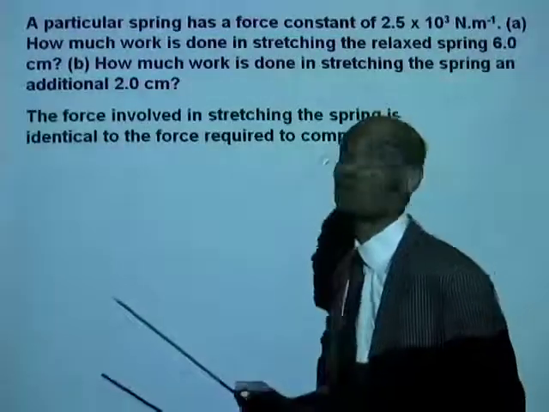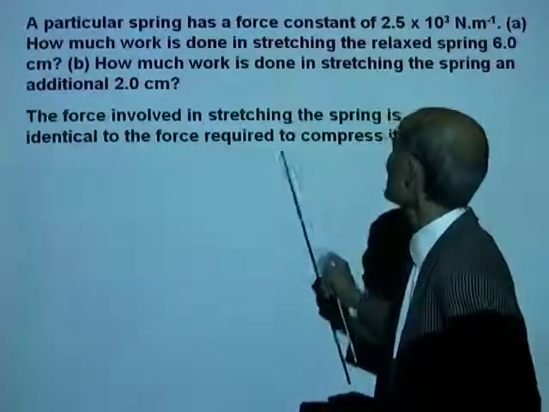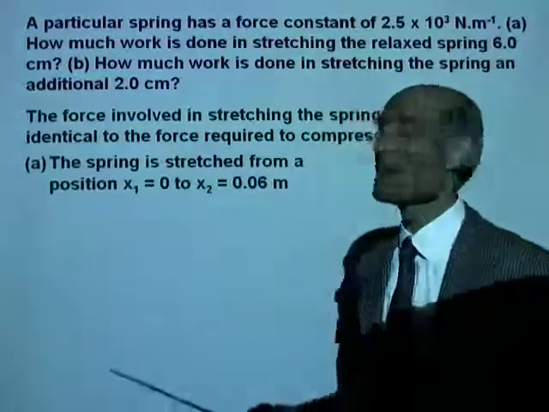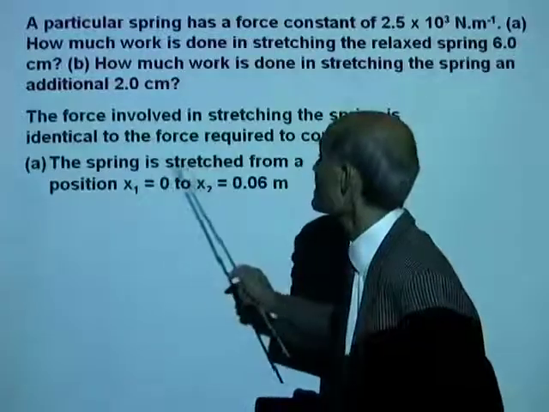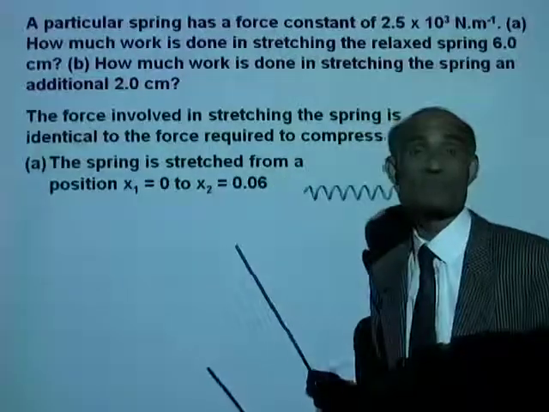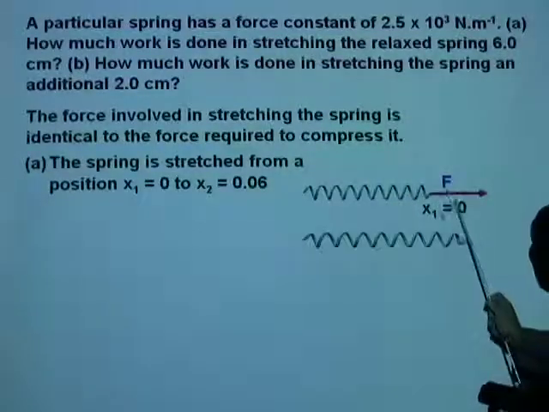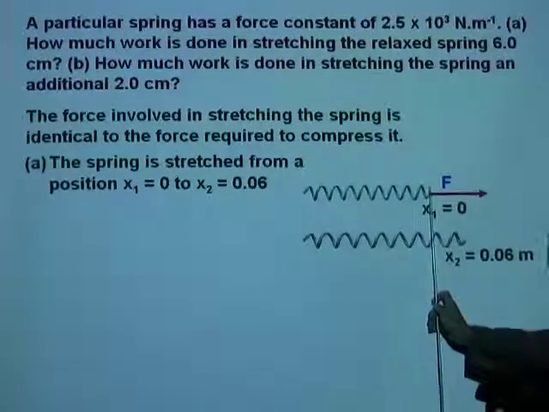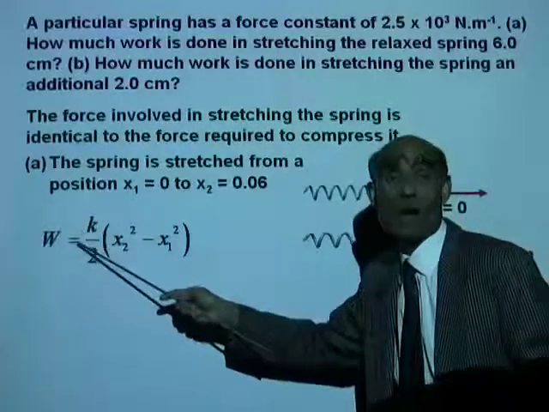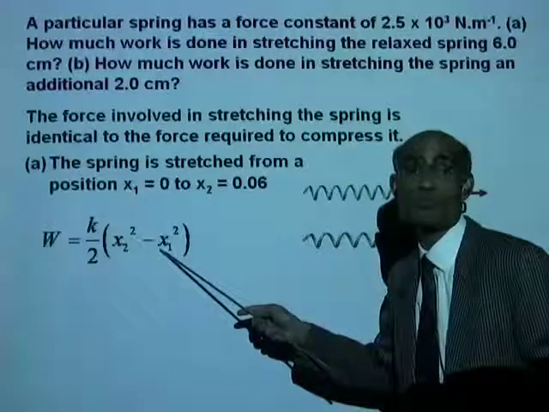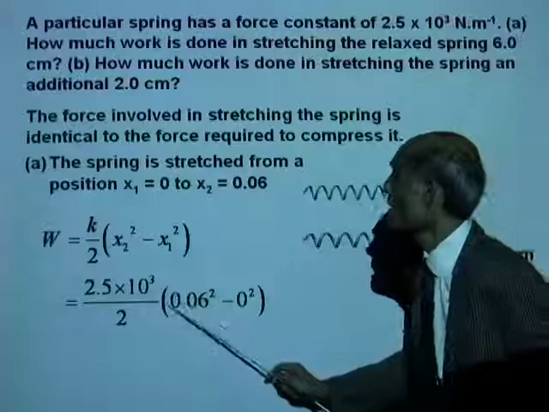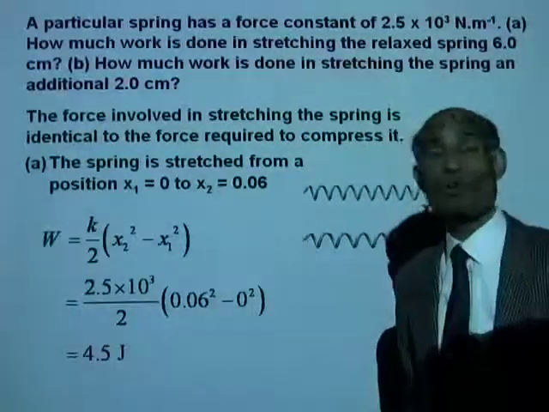All right, let's put down the values we know. The force involved in stretching the spring is identical to the force required in compressing it, so we will use one for the other without any problem. In part A, the spring is stretched from an initial position x1 equal to 0, the relaxed position, to x2 equal to 0.06 meter. So it is this displacement that we call 0.06. Work done is 1/2 k (x2 squared minus x1 squared), where x1 equals 0. K is given to us, x2 we know, x1 we know. That is 4.5 joules.